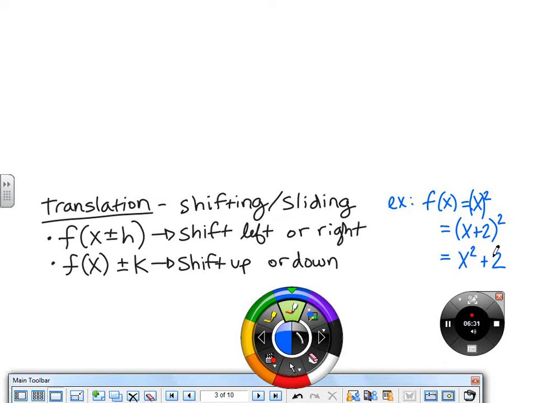So this is just happening to x within the function. This is happening after that specific part of the function is complete, okay? And that will cause your shifting up and down and left and right. Yes?